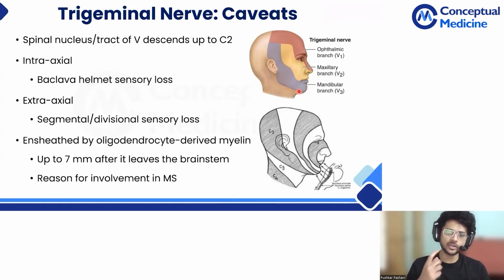And the oligodendrocyte-derived myelin myelinates the trigeminal nerve up to 7 millimeters after it leaves the brainstem. This is the reason for its involvement in multiple sclerosis. The trigeminal nerve is very commonly involved in multiple sclerosis because the proximal part of it, even after it leaves the brainstem, is myelinated by the oligodendrocytes.